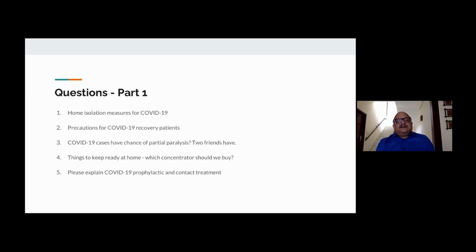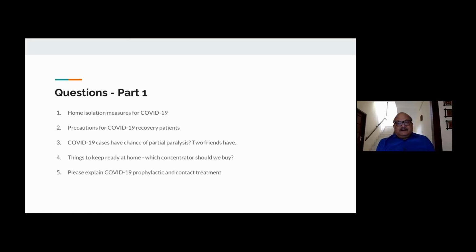And then we can decide what treatment to give. Okay, and another question here is about what concentrator do we buy? It's absolutely not necessary to buy any oxygen concentrators, thinking that you may get COVID and you may require oxygen in the house. Because I would say 90% of the patients don't require that.